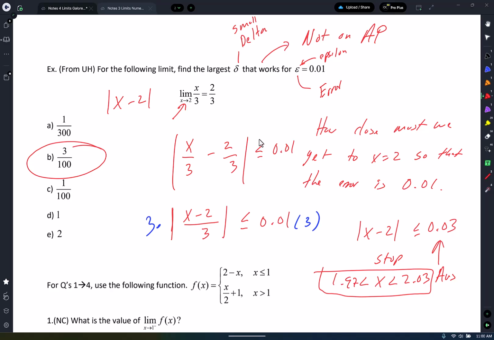Oh, because I want the error to be 0.03. I can be above or below the 2. You know what I mean? In case you don't know what I'm trying to do, guys, you always want to get it in terms of x minus c, where c is your x value that you're approaching.